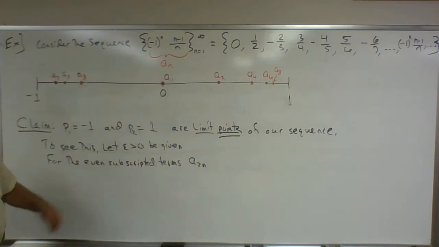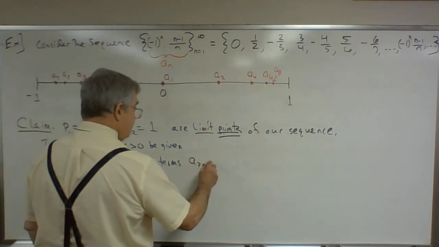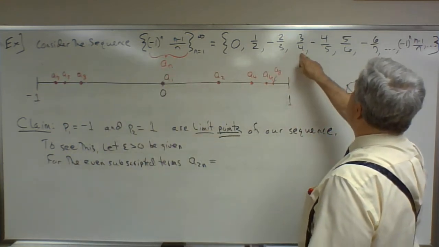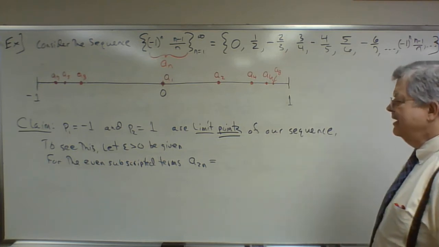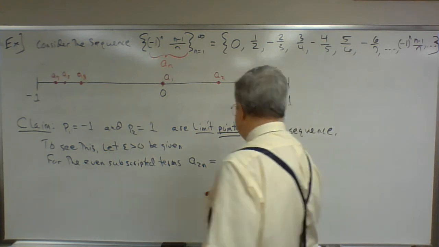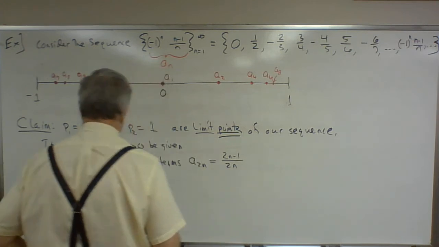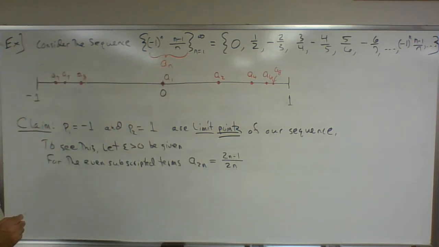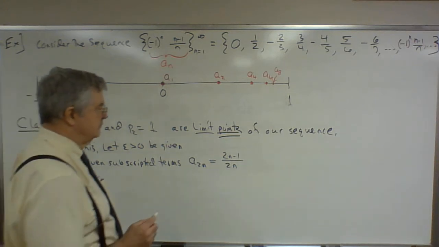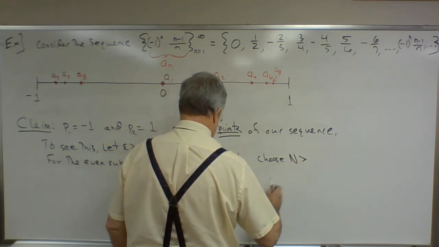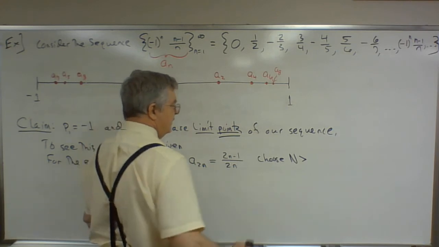The even subscripted terms, we'll call them a sub 2n. And let's see, what are our even subscripted terms? 1/2, 3/4, 5/6. Okay. And we'll choose 2n.